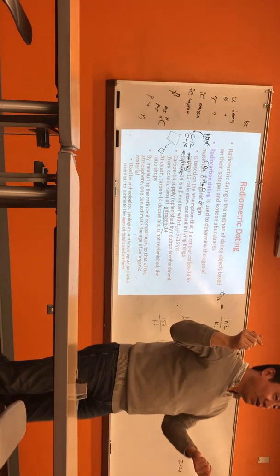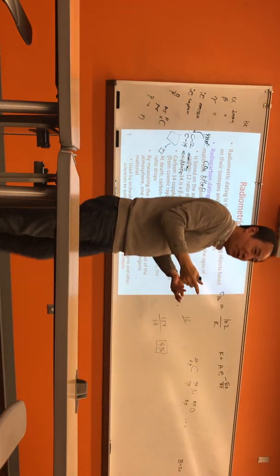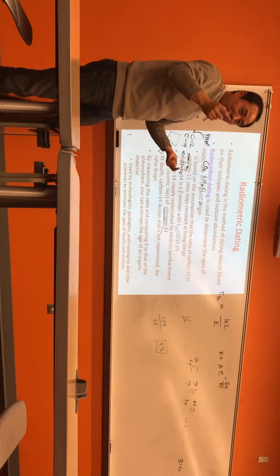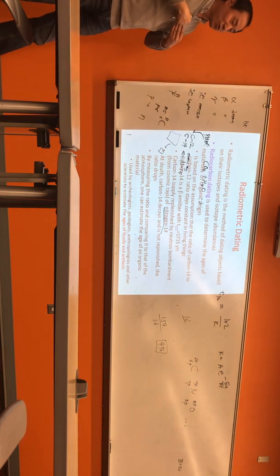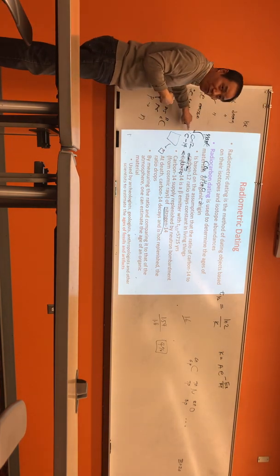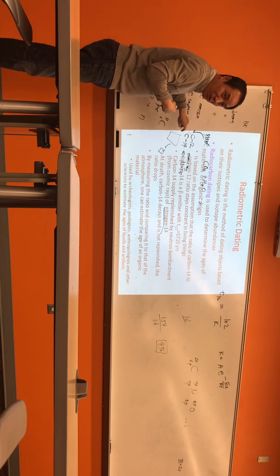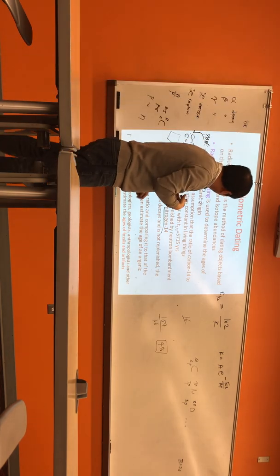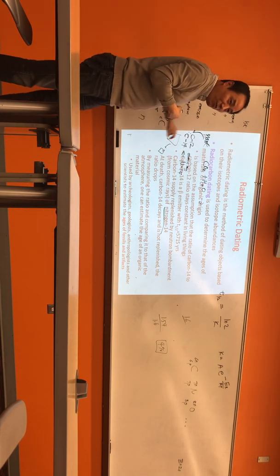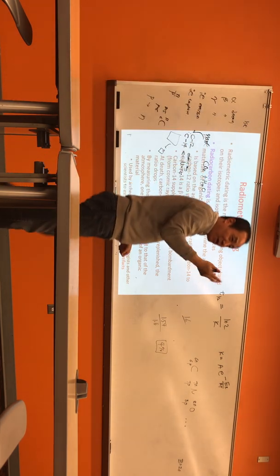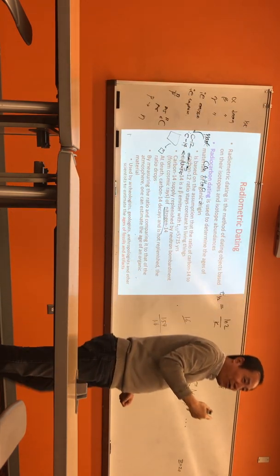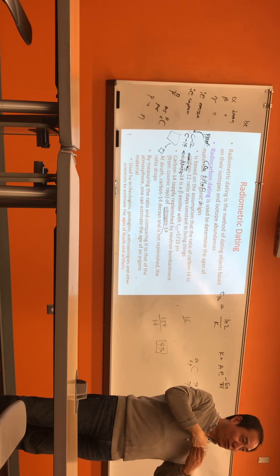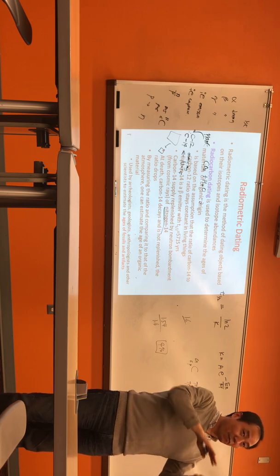Humans and carnivores eat those herbivores and plants. So our composition of carbon is the same as between C12 and C14. We may lose some carbon-14 due to radioactive decay, but we keep eating new food every day. So the ratio between 12 and 14 will still stay the same, okay?